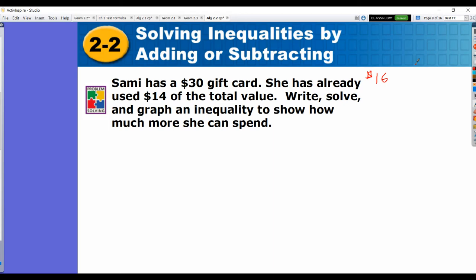Okay, so here we go. Just like in chapter 1, we need our target number. Okay, your target number represents the total. So if you're looking at this problem, here is our total right here because we're told that she has that much on her gift card. All right, that's her total amount on the gift card. So we're going to put down 30 right there.